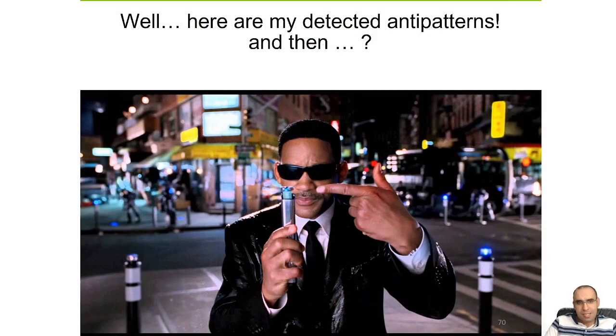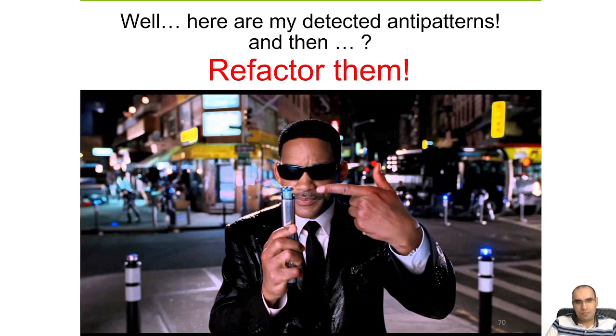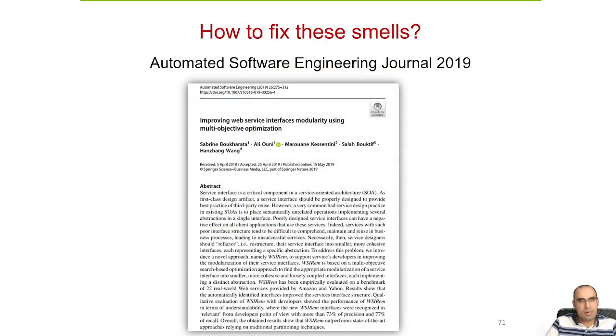So here we can detect our anti-patterns, we can identify them from any web service. Then most importantly, the problem is how to refactor them. How can I fix these anti-patterns to avoid their impact on all the clients that use them? So to fix these anti-patterns, we proposed an approach mainly addressing one of them, which is the God object web service. In our recent work, we proposed a multi-objective optimization based approach to find the best modularity of these web services.